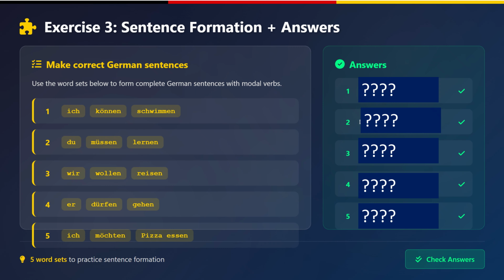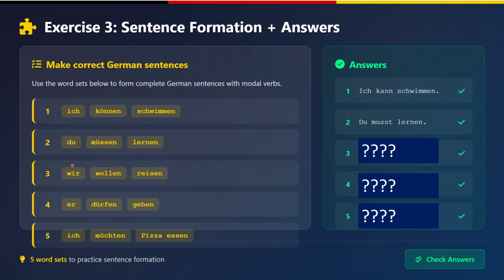Here we have the third exercise, the sentence formation. You are given word sets and must make correct German sentences with modal verbs. The first example, Ich können schwimmen. The correct sentence would be Ich kann schwimmen. Second example, Du müssen lernen. The correct sentence would be Du musst lernen.